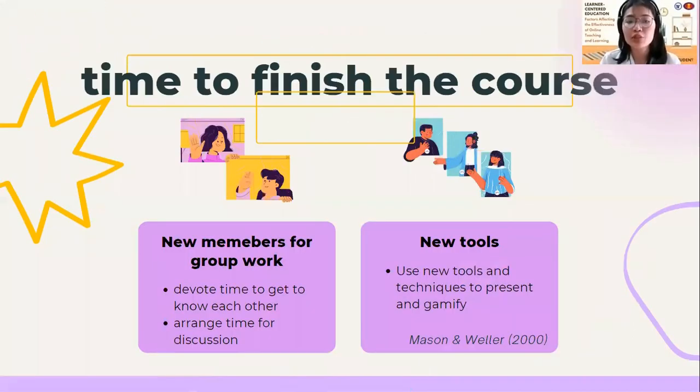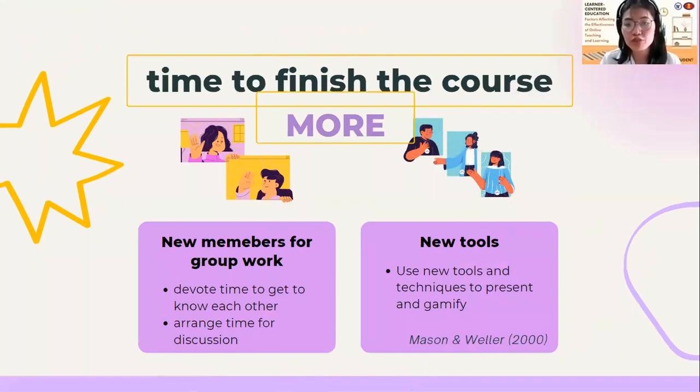Time is second to mention because the majority of students complain that they have to spend more time on the same task compared to the offline one. For example, when working in a group, students have to devote time to get to know their new friends who they have never met before, while this situation is less likely to happen in an offline class.